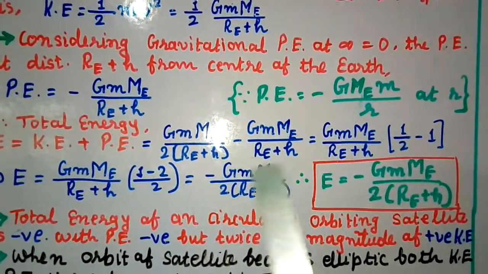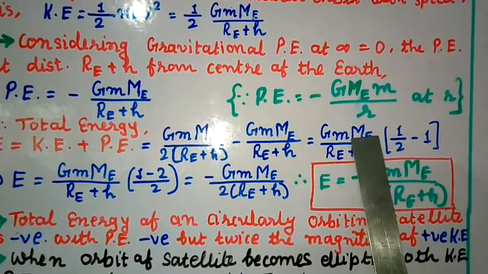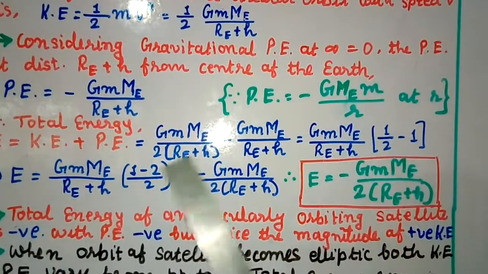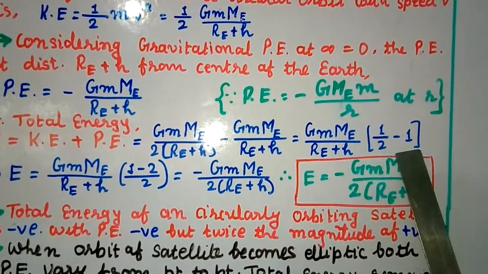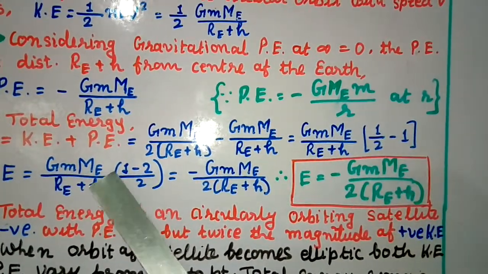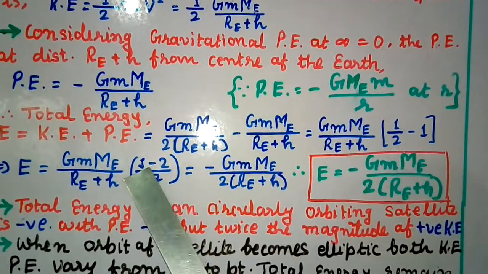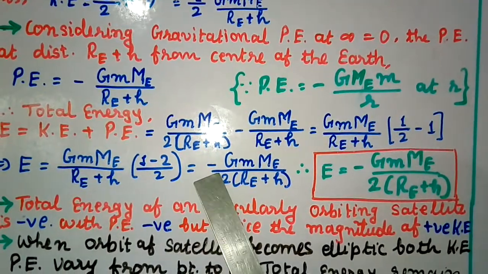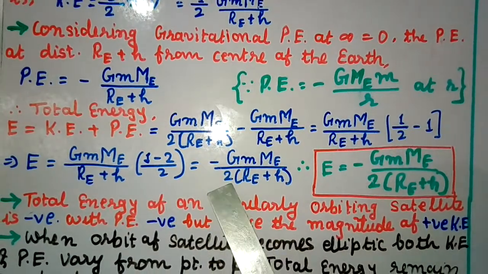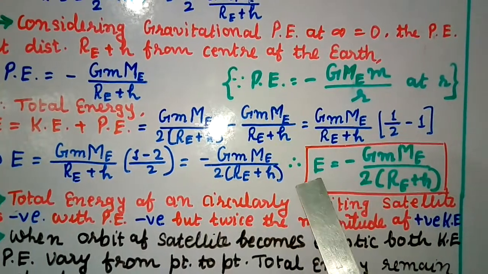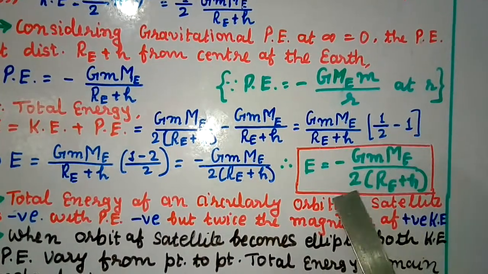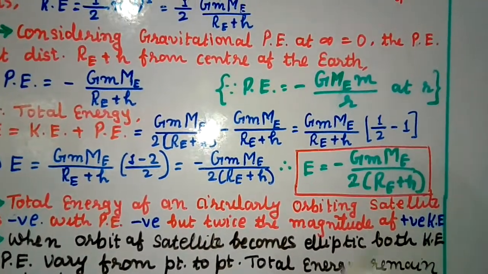Now from these two terms, we can take GMe common from the numerator, and Re plus h common from the denominator. So here remains 1 by 2, and minus here remains only 1. Here take LCM: 1 into 2, 2. So 1 minus 2 by 2, this 1 minus 2 is minus 1, that minus I write here. GMe as it is, Re plus h as it is, and this 2 in the denominator remains as it is. That means the total energy E equals minus GMe by 2 Re plus h. So this is the total energy.